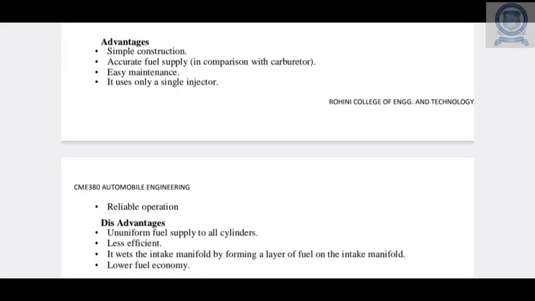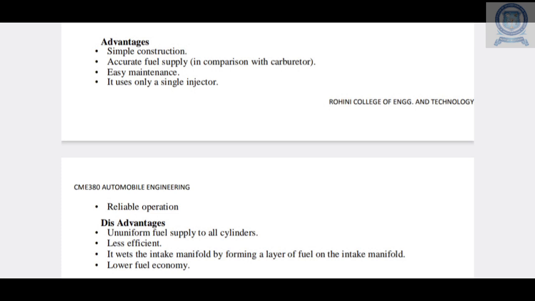Now we can see the advantages and limitations of the single point fuel injection system. Advantages: number one, simple in construction. Number two, accurate fuel supply in comparison with the carburetor system. Number three, easy maintenance. And the fourth point is it uses only a single injector. And the last one is reliable in operation. So these are the main advantages of the single point fuel injection system.